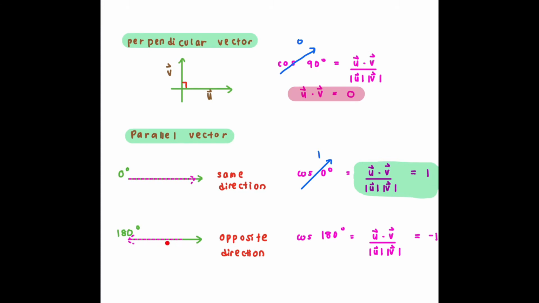Now let's see another case in parallel vectors. If u and v are in the opposite direction, meaning the angle between them is 180 degrees, let's fill in the formula. Cos 180 degrees is equal to u dot v over magnitude u magnitude v. Cos 180 degrees is equal to negative 1. Therefore, u dot v over magnitude u magnitude v is equal to negative 1 if it is in the opposite direction. So both the same direction and opposite direction are parallel vectors.